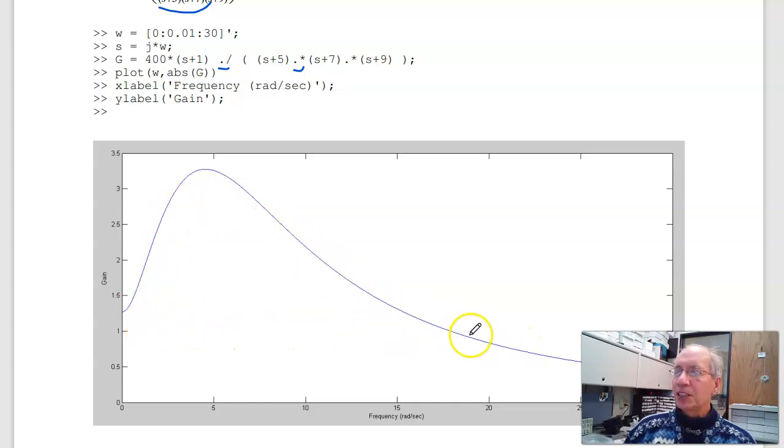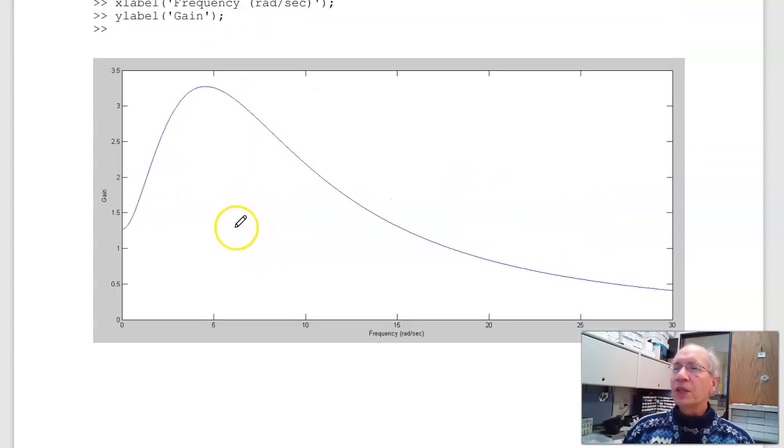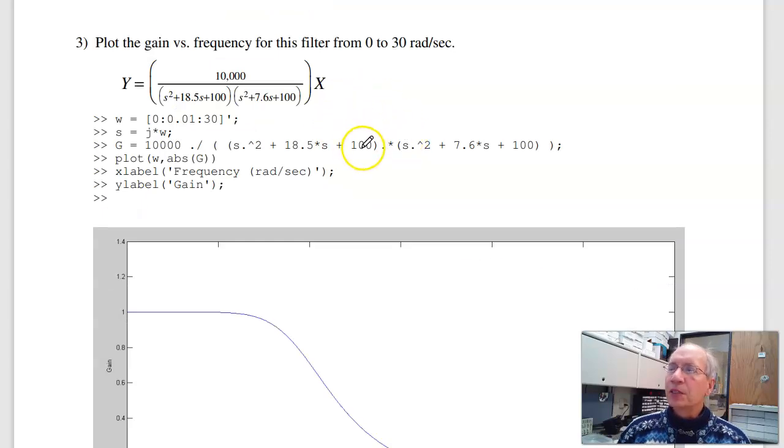So as the input changes, that's the gain. I could also plot the angle, that's the phase shift, if you care. Normally you don't care, sometimes you do. Typically just care about the gain. So that's analysis. Given a filter, problem 3 looks at another type of analysis.